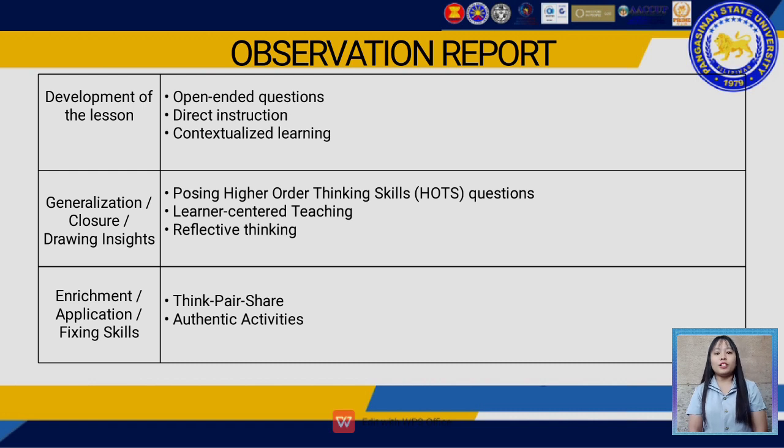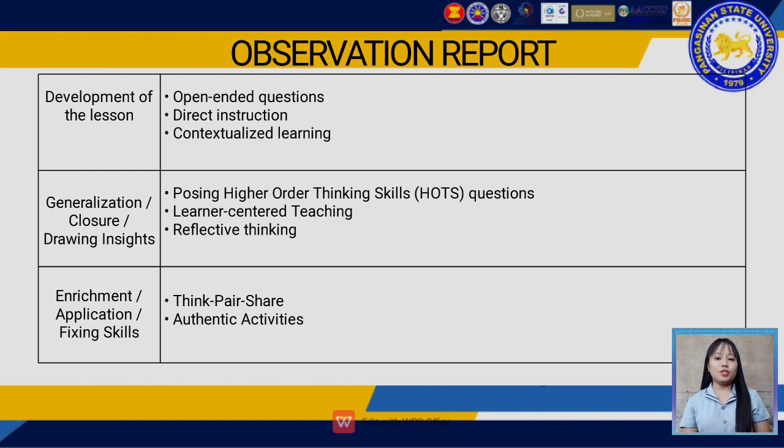They also use learner-centered teaching, wherein letting the learners generate meaning of lesson on their own. And also, reflective thinking, wherein the learners reflecting on why and how a certain things happen.